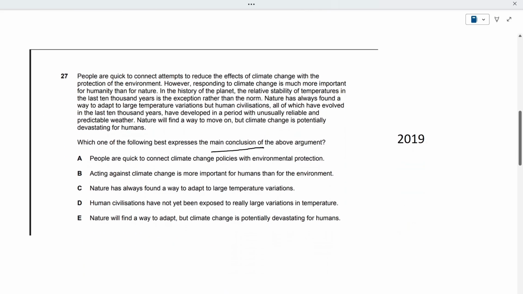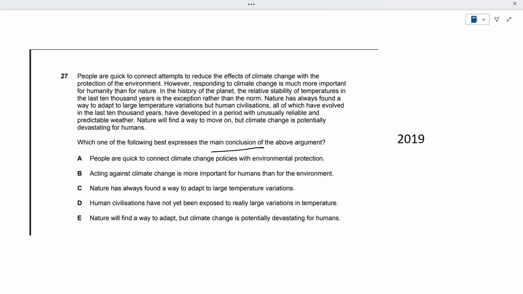Here's another one. This is 2019, question 27. Oh, no, sorry, I'll read the options first, actually. So we've got: A, people are quick to connect climate change policies. B, acting against climate change is more important for humans than for the environment. C, nature has always found a way to adapt to large temperature variations. D, human civilizations have not yet been exposed to really large variation in temperature. E, nature will find a way to adapt, but climate change is potentially devastating for humans.